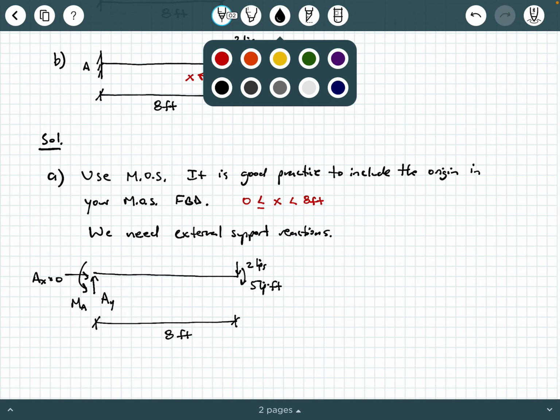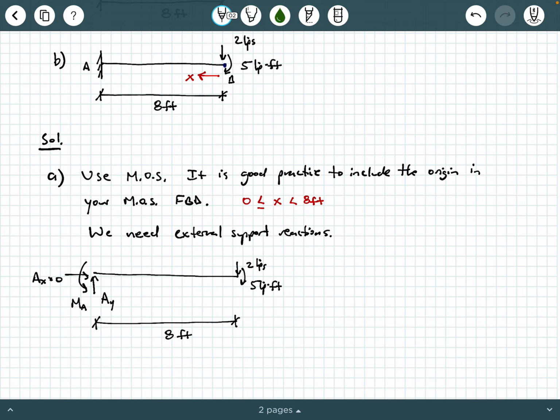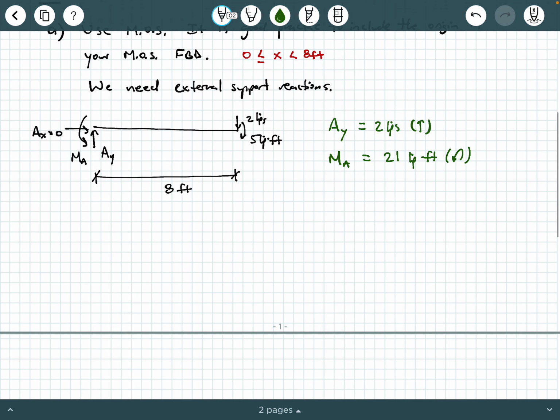These reactions are pretty simple. You can probably just look at it and figure it out. If you have trouble seeing what the reactions are, write your equilibrium equations for the whole system and solve for them like you know how to do from earlier in statics. But by inspection, we can hopefully see that AY is 2 kips pointing up, and that MA is 21 kip-feet, rotating counterclockwise. So now we're ready to draw a free body diagram of our method of sections process.